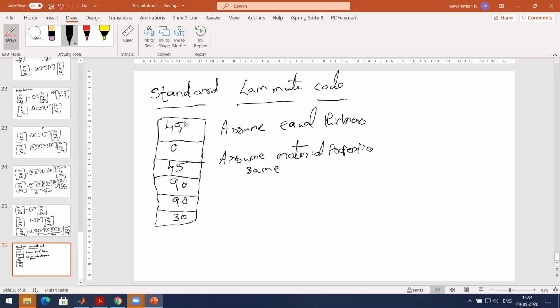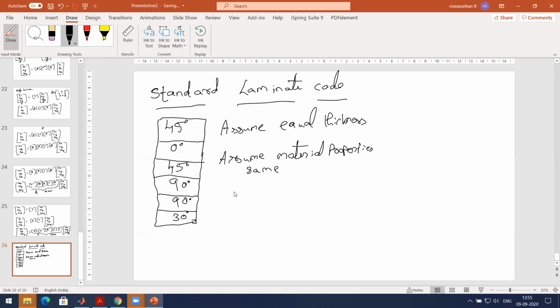All these are in degrees. I have not put the degree symbol, so assume whatever numbers I write are in degrees. So how do you represent this? The bottommost lamina is 30 degree, then 90, then 90, 45, 0, 45. So this is the stacking of the laminate.